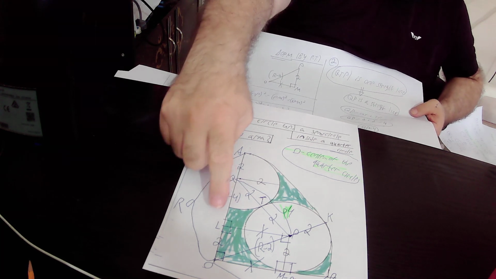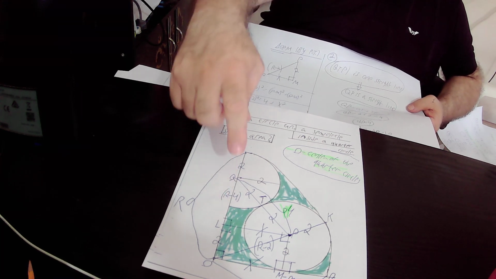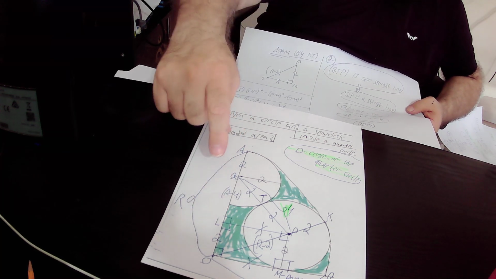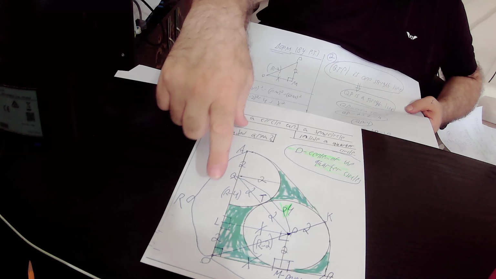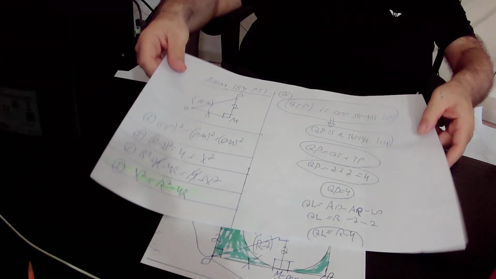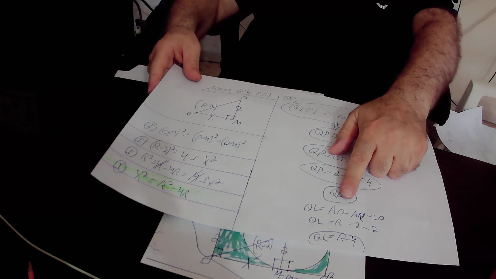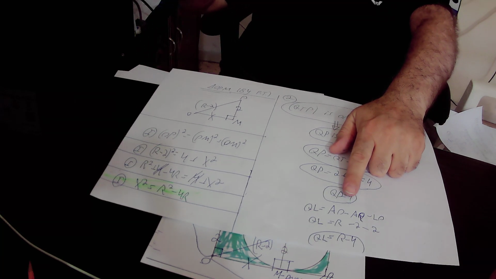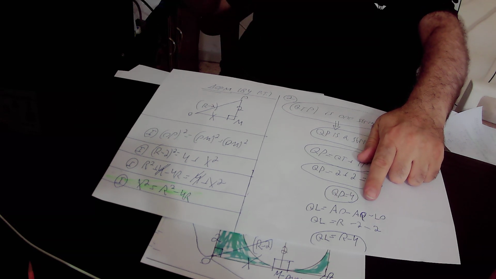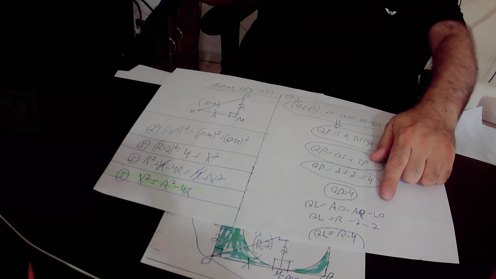It is very easy to see from the drawing that QL equals AO minus AQ minus LP. Again, QL equals AO, that is the radius of the quarter circle, minus AQ, that is the radius of the semicircle, minus LP, that is equal to 2 units.